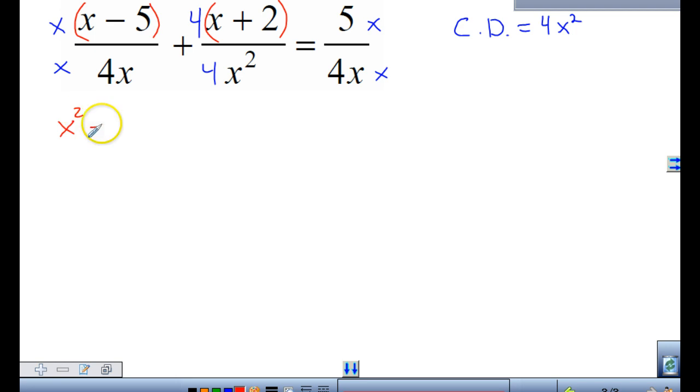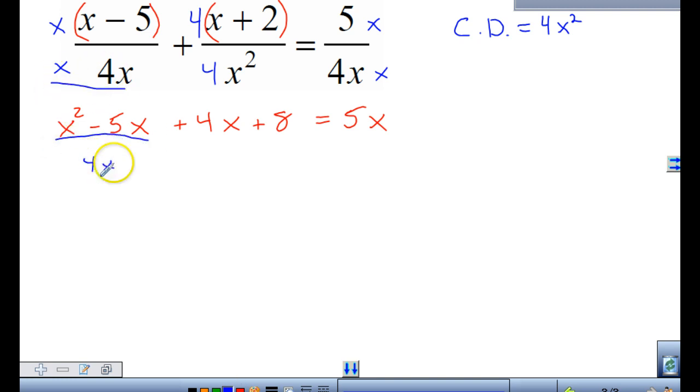x squared minus 5x plus 4x plus 8 equals. Remember, all these are over the same denominator, 4x squared.